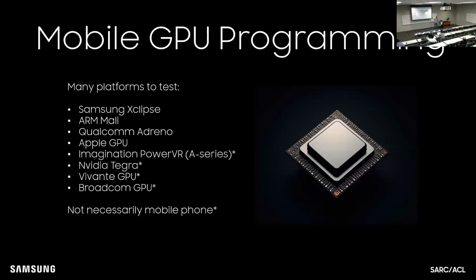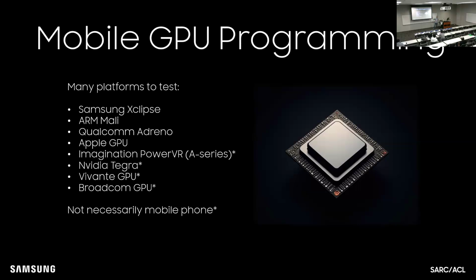The different mobile GPUs out there: I work on the Xclipse, which comes from the AMD RDNA 3 and 4 line. We bought that architecture and we're changing it for mobile. There's the ARM Mali, the Qualcomm Adreno, Apple GPU, the Imagination PowerVR, which is in Vivo, Oppo, and actually what the Apple is based on. NVIDIA Tegra, Vivante, and Broadcom all have GPUs. Broadcom's mostly set-top boxes and things like that.